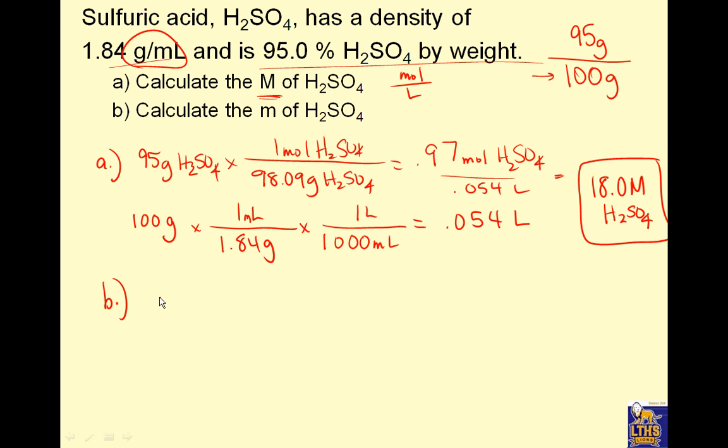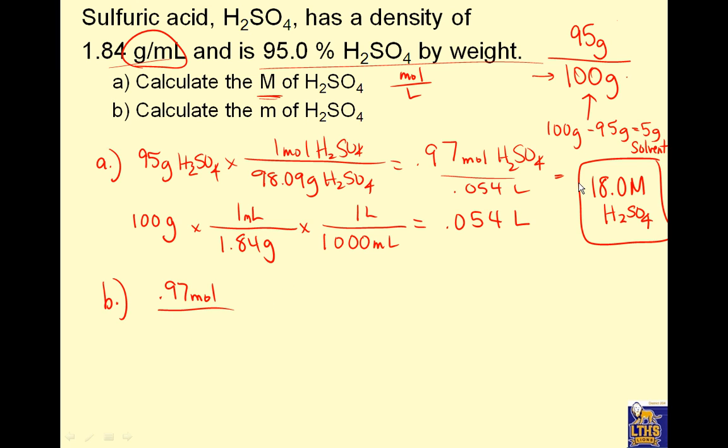So we already have our 0.97 moles. Woohoo, 0.97 moles. It's moles of solute on top for molality every time. But now we have to find our kilograms of solvent. So how do we do that? I said solvent. This is grams of solution. So if this is solute, this is solution. 100 grams minus 95 grams means that there's 5 grams of solvent.